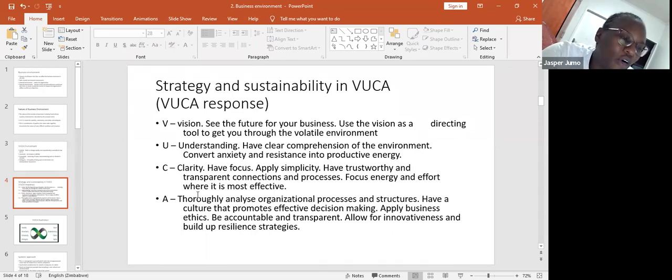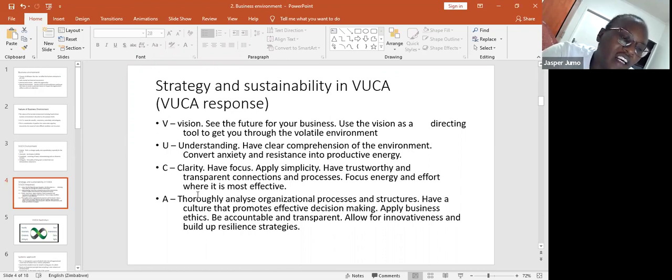And then lastly, on the challenges, we had ambiguity. Now we have analysis. So you thoroughly analyze your organization, your internal processes, your structures, anything that has to do with your organization. You look at the way you make decisions, you look at your business ethics, you look at every aspect of your business. It's called analysis. And in that way, you remain sustainable, you remain profitable, even in a VUCA environment.